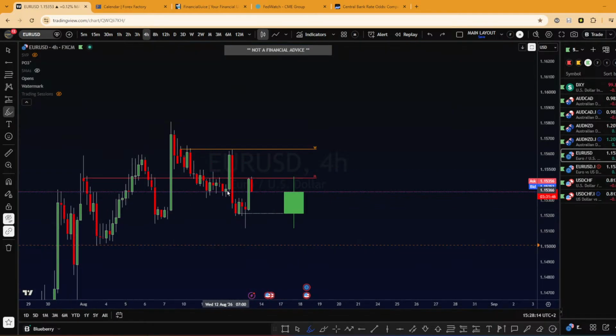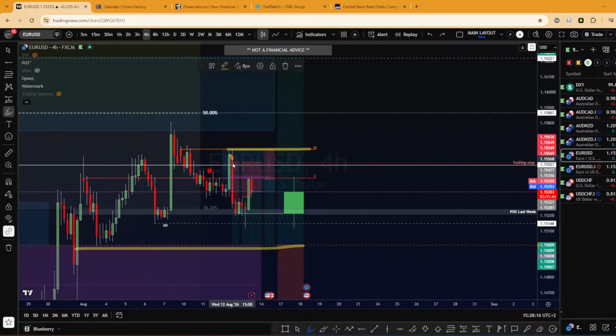Look at that. I decided to position after we had this engulfing candle. You see this engulfing candle leaving this order block right there. This is where I positioned myself yesterday to target at least this low.